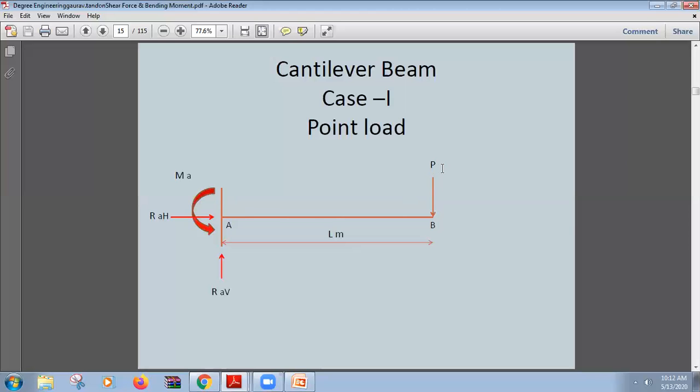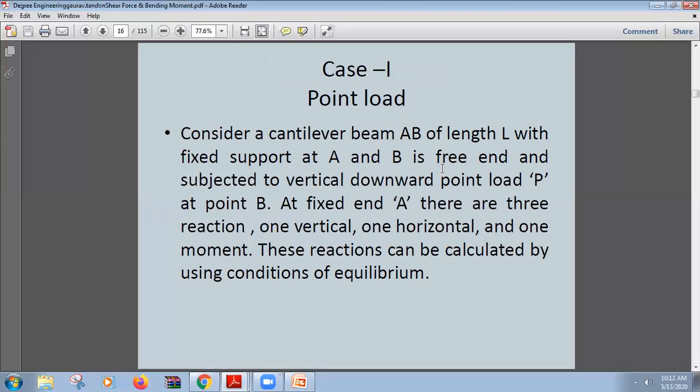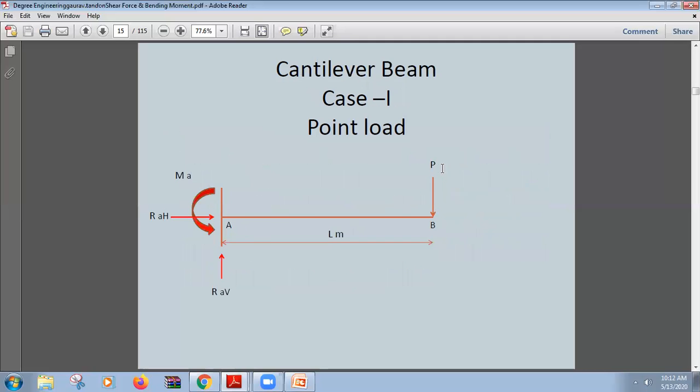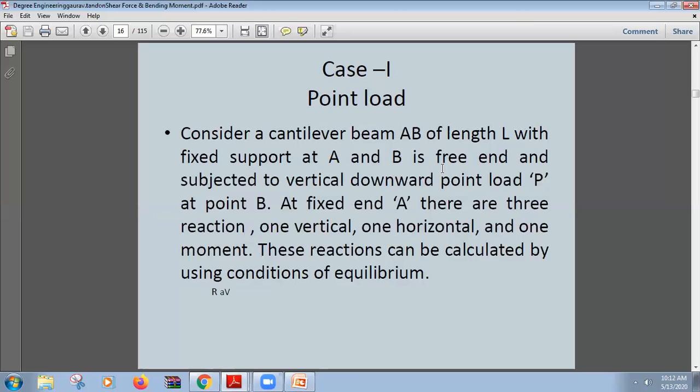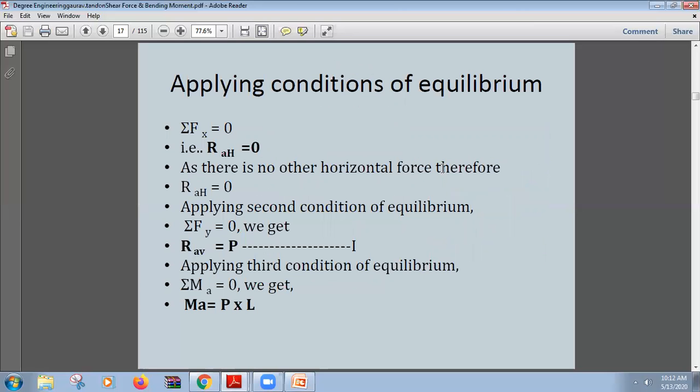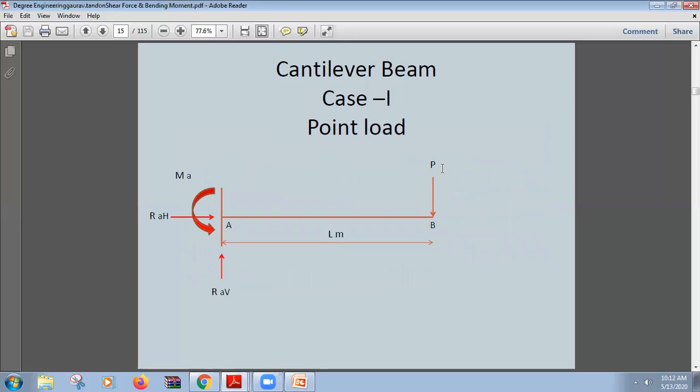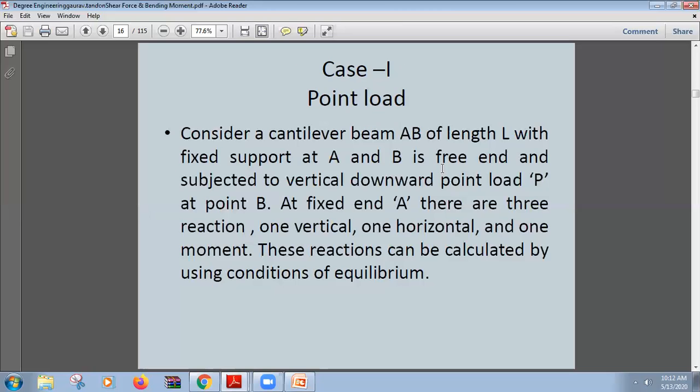So first let's draw and understand the shear force diagram, then only we will come to the bending moment diagram. This is what I was telling about. We have a cantilever beam of length L, fixed support at A and B is the free end, and then we have point load P at the free end. This is what we have to find. So this is the way of finding shear force and bending moment.